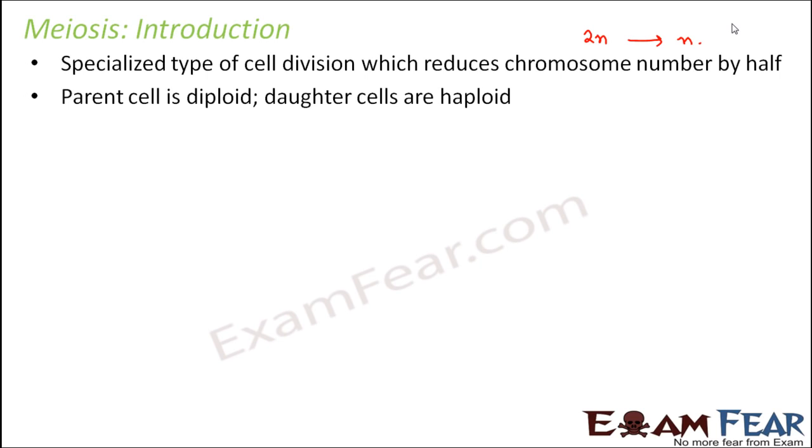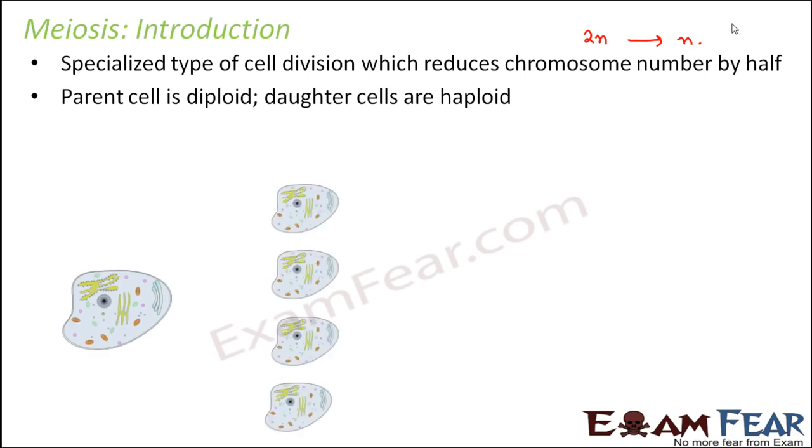So here the parent cell is diploid, whereas the daughter cells are haploid. And this is how the male and female gametes are produced in animals. So if you have a parent cell which is diploid, it forms 4 daughter cells which are all haploid. So there are two differences. In mitosis, the daughter cells were all diploid. Here the daughter cells are haploid. There 2 daughter cells were formed from one parent cell, and here 4 daughter cells are formed from one parent cell. So these are some of the differences between meiosis and mitosis.